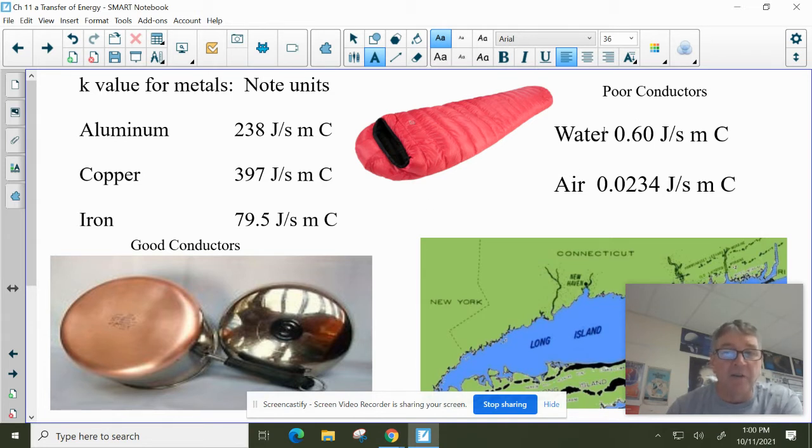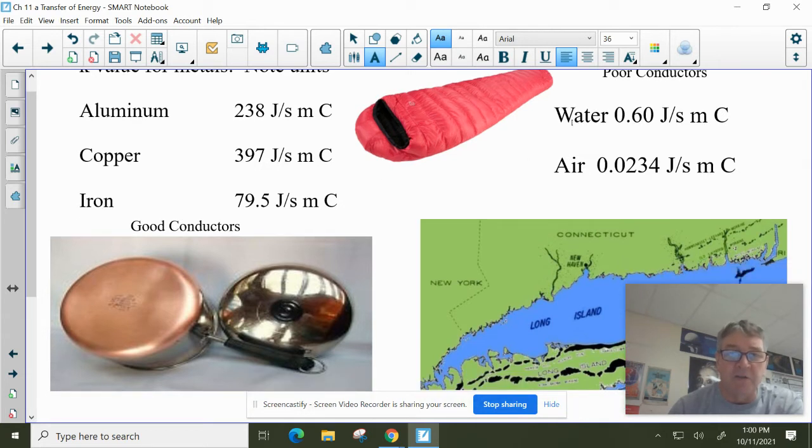Things that are poor conductors are things like water. Look at the value. It's less than 1 joule per second. Air is a very poor conductor. This is why sleeping bags work really well when they're puffed up full of air. Air is actually a good insulator. It's a poor conductor.